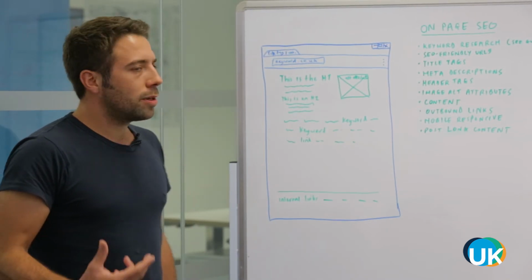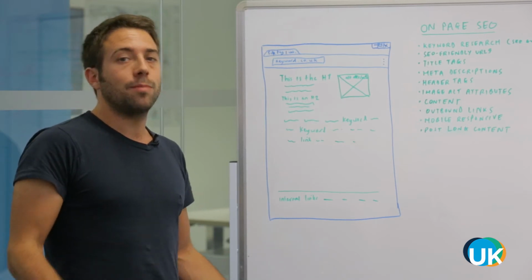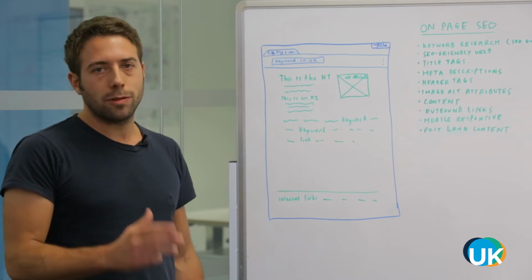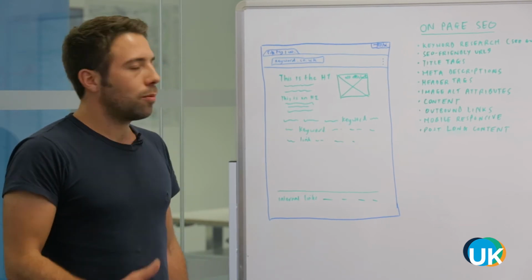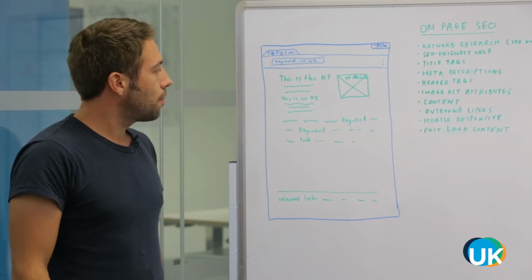Outbound links, so you want to show that you're an authority, you're a hub, you're linking to other resources, as well as inbound links, so you might want to link to other blog posts that are relevant to this piece of content or other pages. And that helps the link juice flow throughout the pages and also out to other sites.